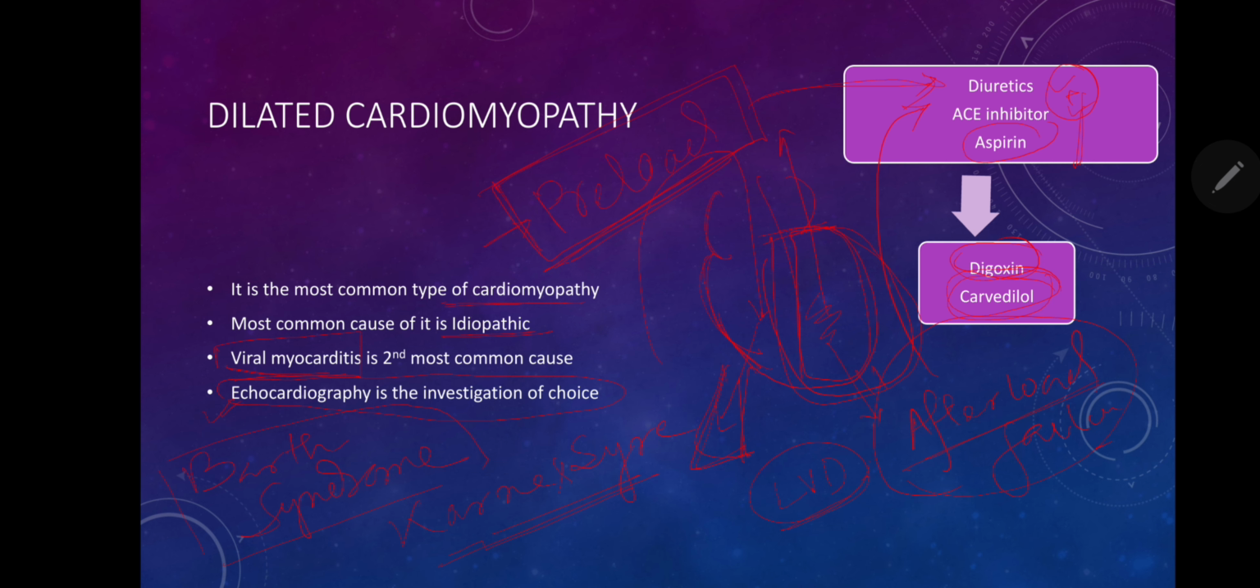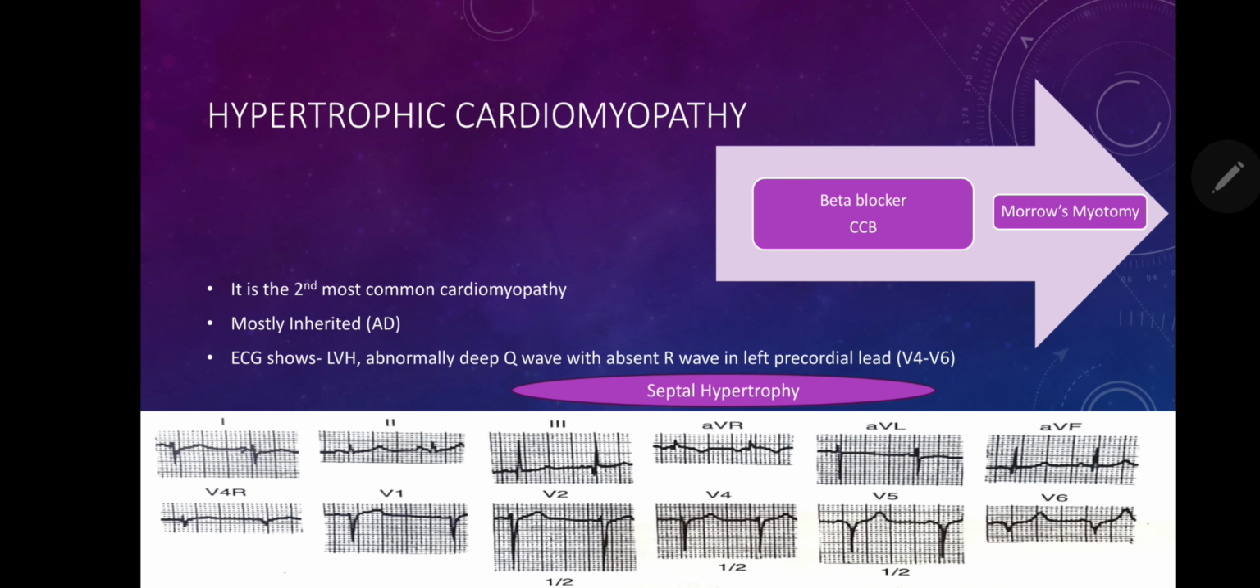echocardiography. Next is hypertrophic cardiomyopathy. It is the second most common type of cardiomyopathy, and it is mostly inherited, and the inheritance is autosomal dominant in type.